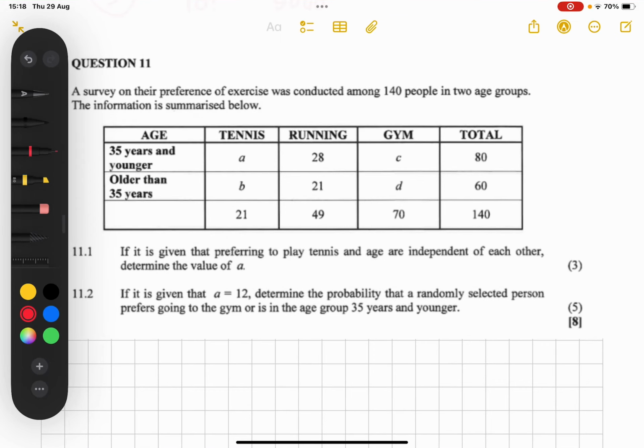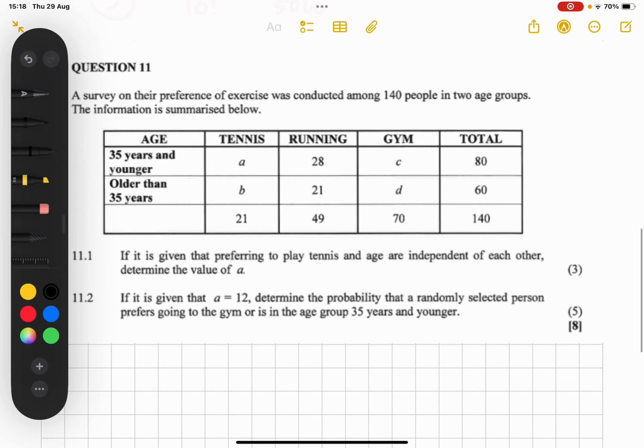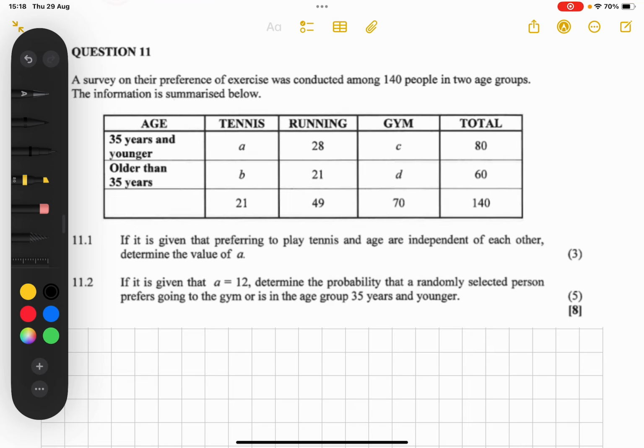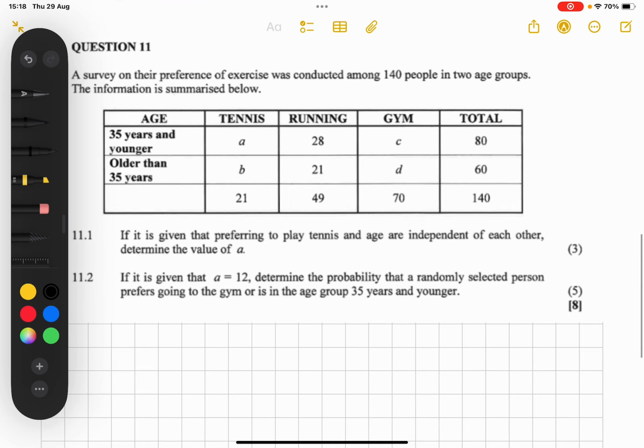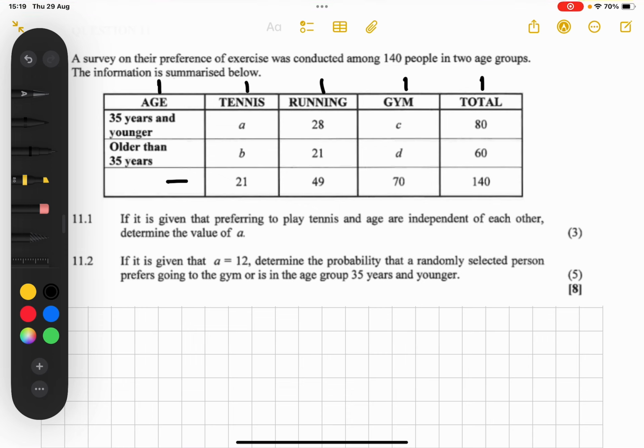Hi, so this is the second probability question, and what we're given here is a survey on their preference of exercise conducted among 140 people in two age groups. The information is summarized in this table below. We have age, we have tennis, running, gym, which are the three exercises, and then we have total columns on the right and on the bottom.